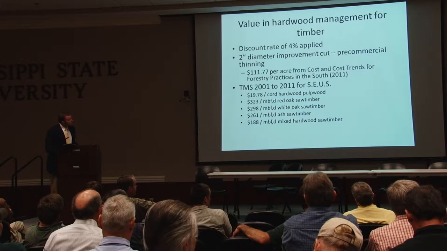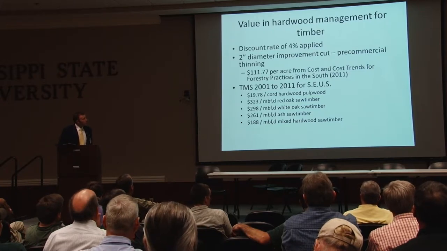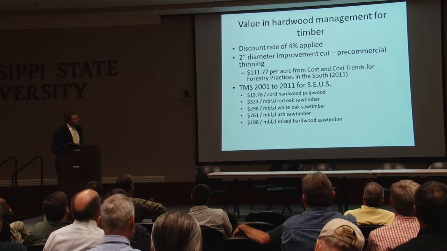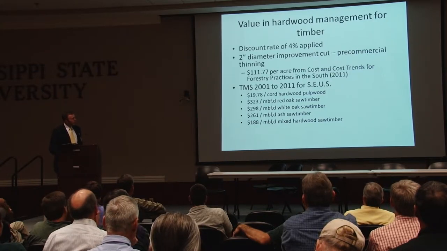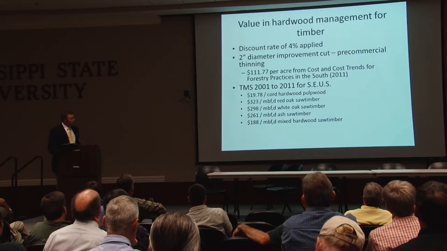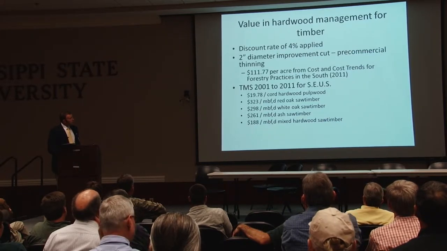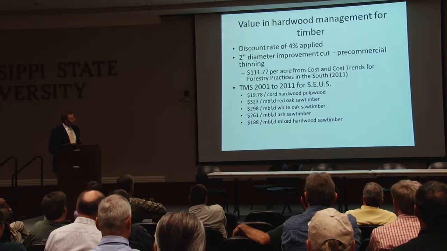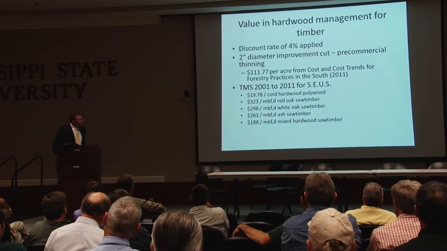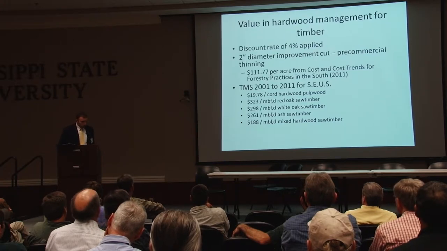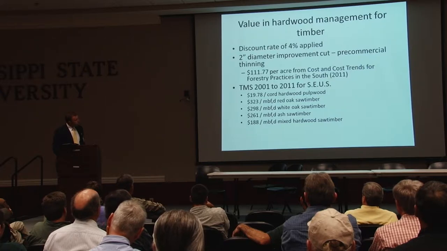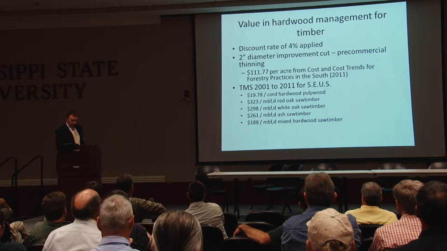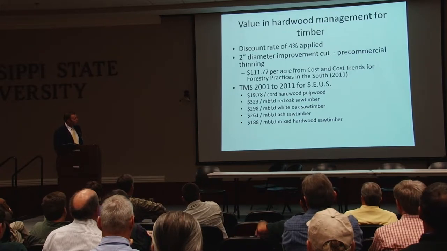Some of the economic assumptions we're including here: we're assuming that the landowner wants a 4% rate of return. The material that would have to be cut at the 2-inch diameter would essentially be pre-commercial, so we included a cost for that in the analysis of over $111 to do a pre-commercial thin. And then there are the valuations that we're going to use for the different product categories, which is an average for the Southeast U.S. from 2001 to 2011. So you can see some of the more valuable product categories relative to the others.